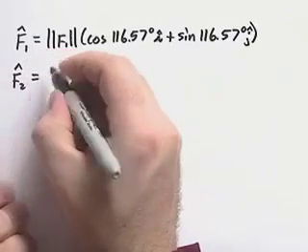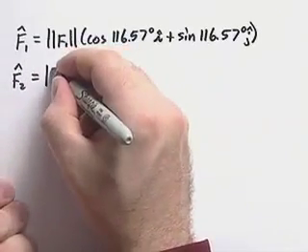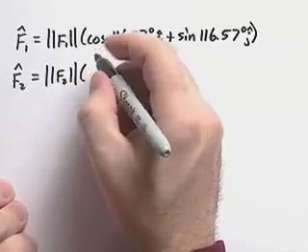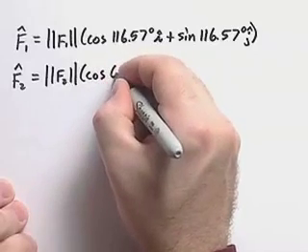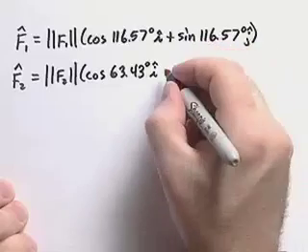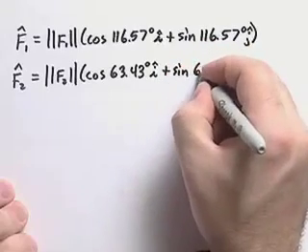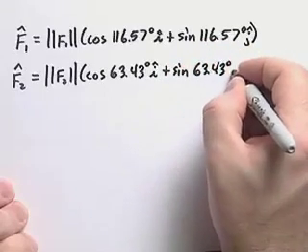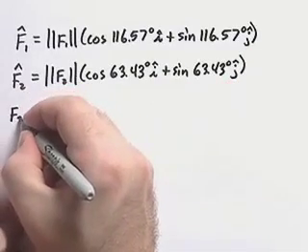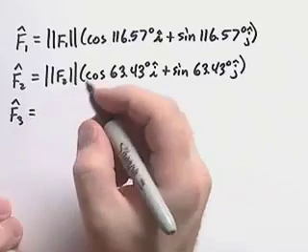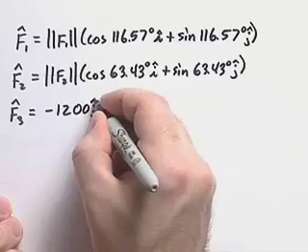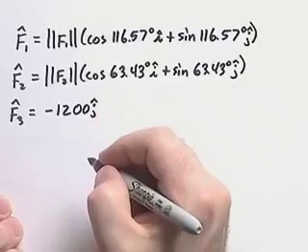Force vector 2 will be equal to the magnitude of force vector 2 times the cosine of 63.43 degrees, the unit vector i, plus the sine of 63.43 degrees times the unit vector j. Our third force, force 3, is equal to negative 1,200 j. It's only in one direction, it's all straight down.